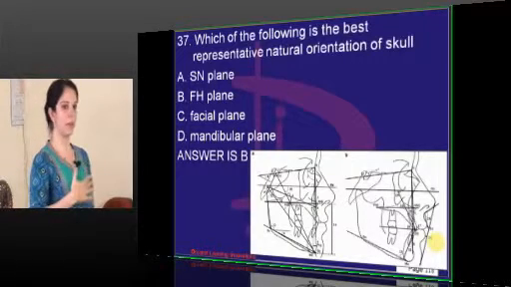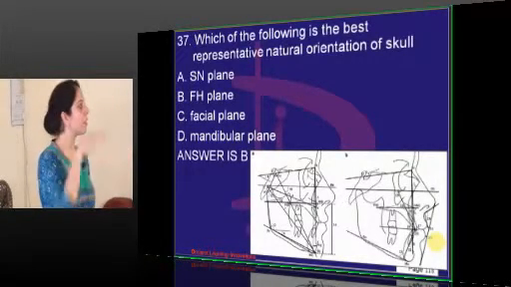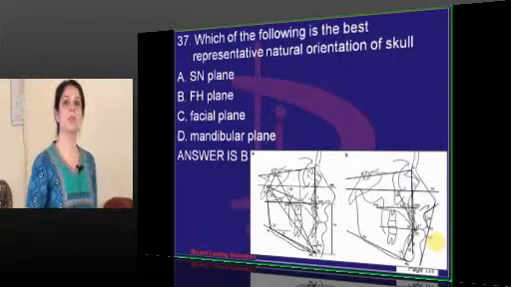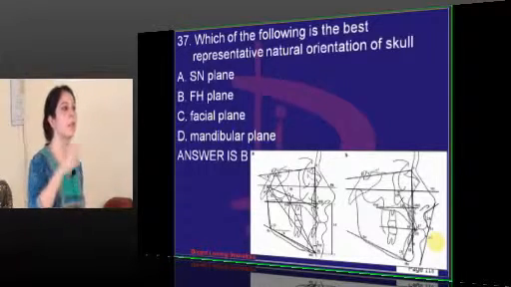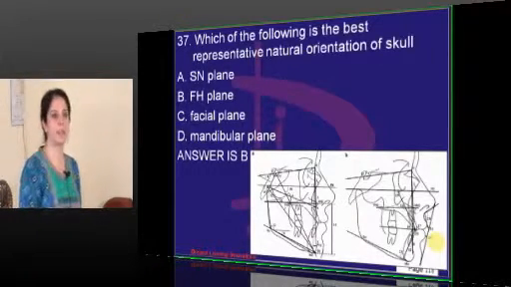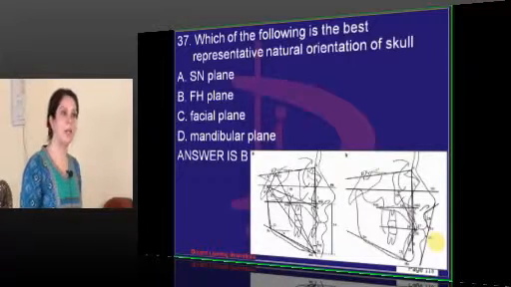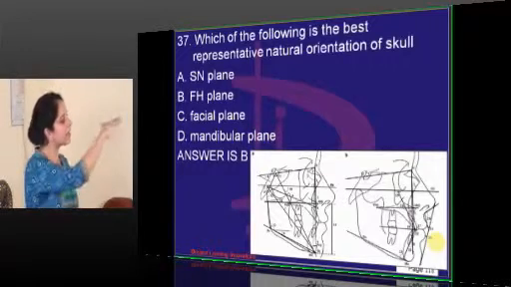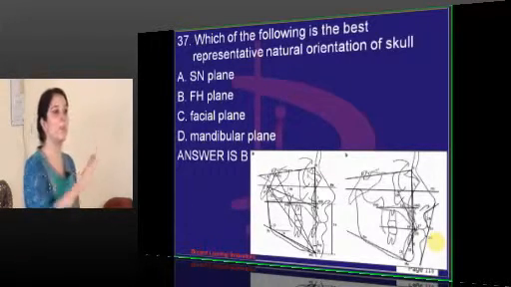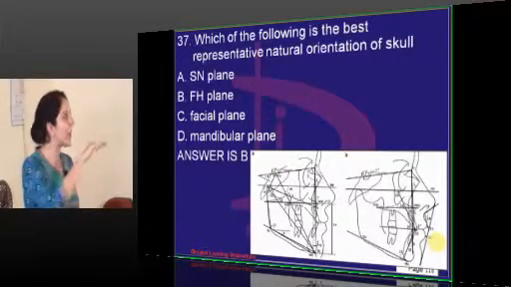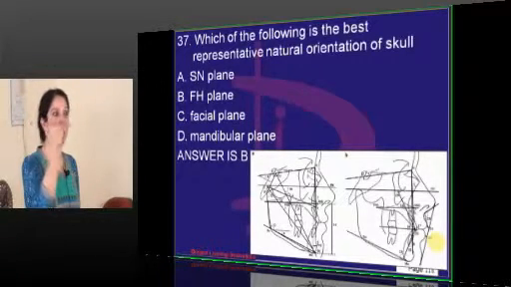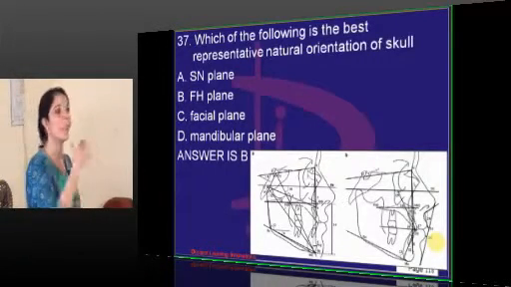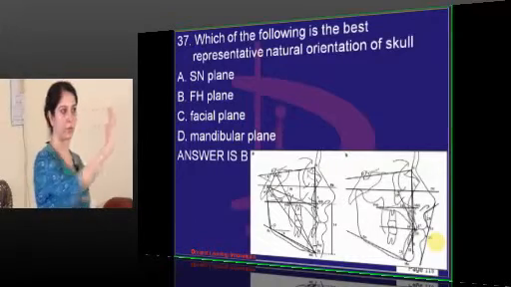Why? Because when you ask a person to stand straight and look straight, this Frankfurt horizontal is parallel to the floor. So this is the most natural position in which you can orient a person without having to physically alter the position of the head. Even when you take a lateral cephalogram in your radiology area, this is the plane that is most acceptable, because the rest of the planes are difficult to get. So without actually tracing or having any kind of points or landmarks or guidelines, we can obtain this position very easily on a patient just by standing and looking straight.